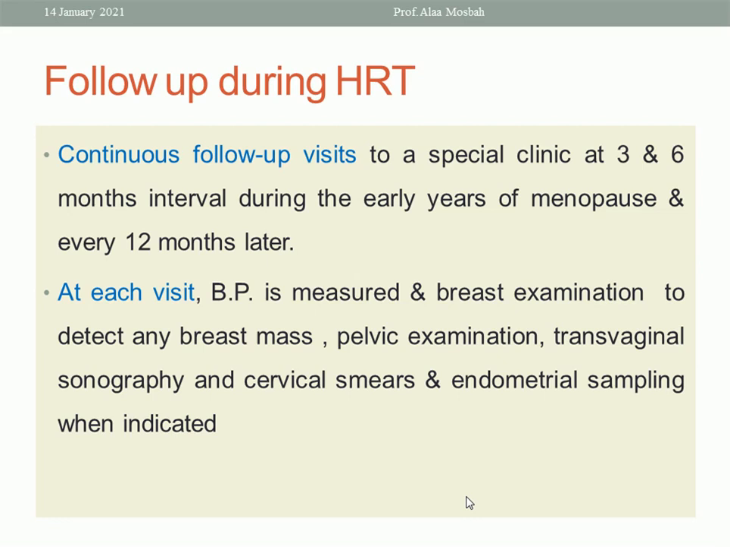You measure the blood pressure. You do breast and the abdominal examination. You will search for any breast mass, which is very important. Any abdominal mass also is very important, or pelvic mass. You may do transvaginal sonography for measuring the endometrial thickness and for any pelvic organ lesions. If there is abnormal bleeding, you may need endometrial sampling to exclude the occurrence of endometrial hyperplasia or endometrial carcinoma.